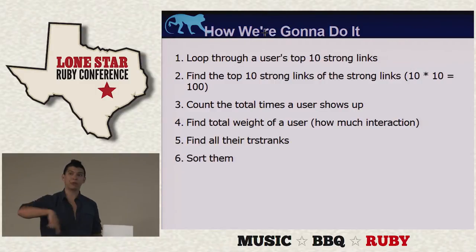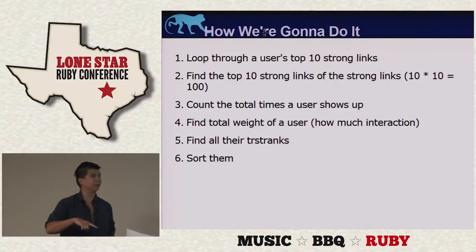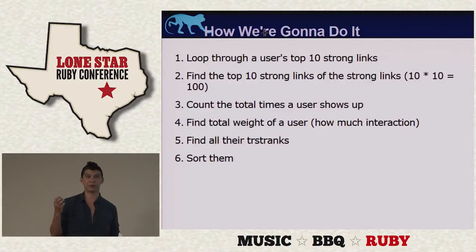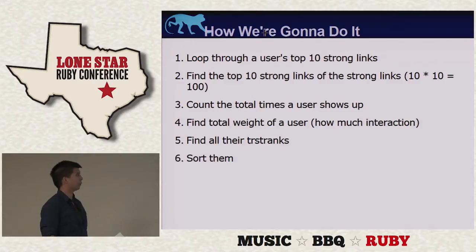We're going to count the number of times that user shows up, and this is cool because that's the number of times he's a friend of a friend. If he shows up one time, he's a friend of one friend. If he shows up 10 times, he's a friend of 10 friends. And because these are strong links, he's the strong link of a friend, so he's the one that they interact with most. We're going to find the total weight, which is how much interaction they've had: retweets, replies, and mentions.